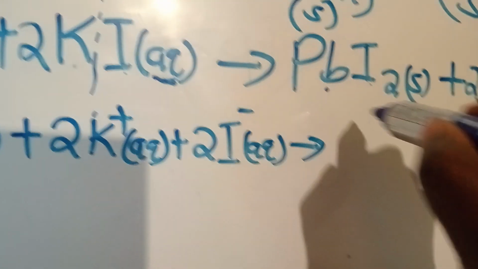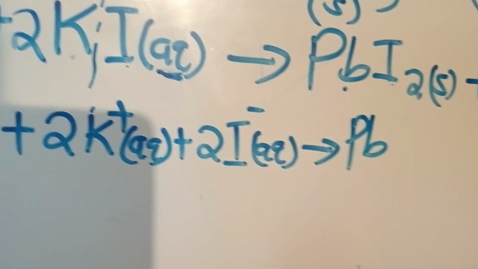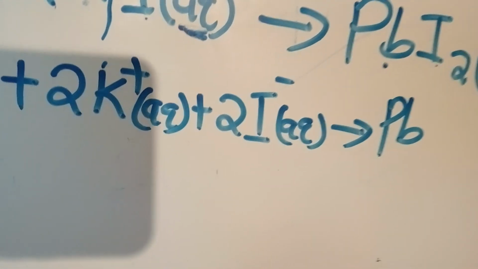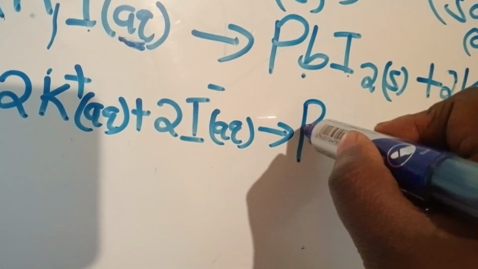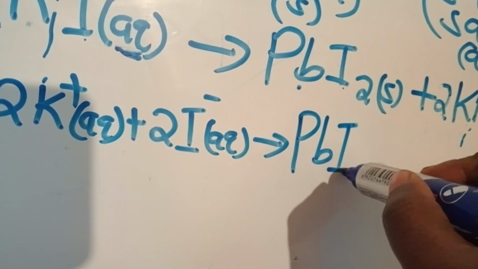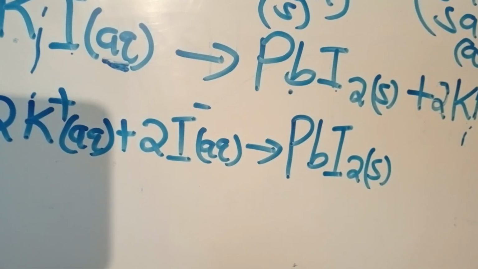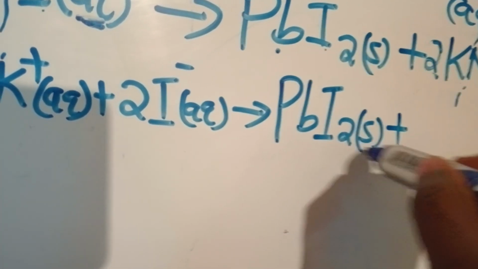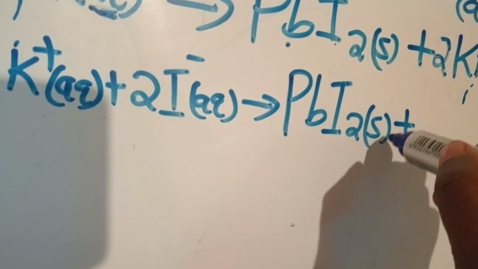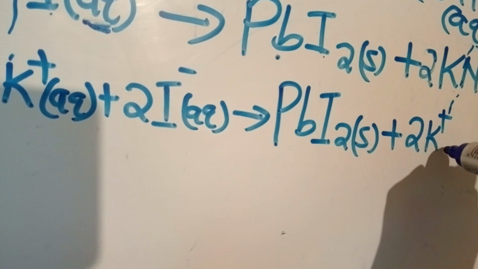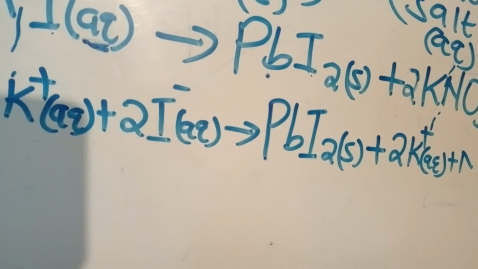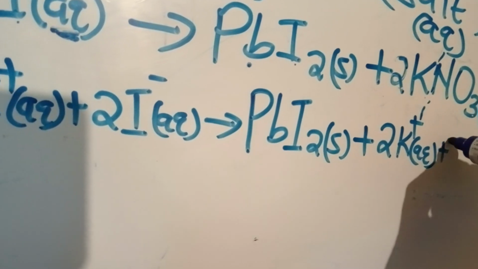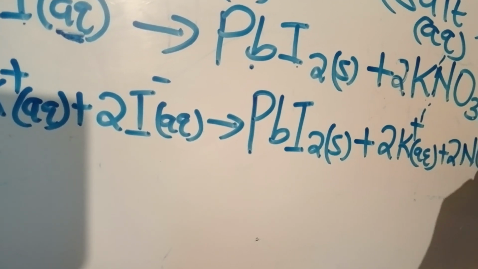we get potassium iodide. This one will not be broken into the ions because it is already in the solid state. Then we have potassium and the nitrate. We have the nitrates, and they are also in the aqueous state.